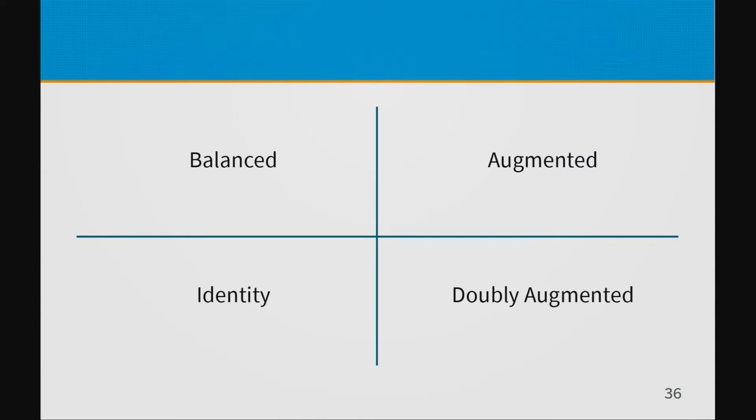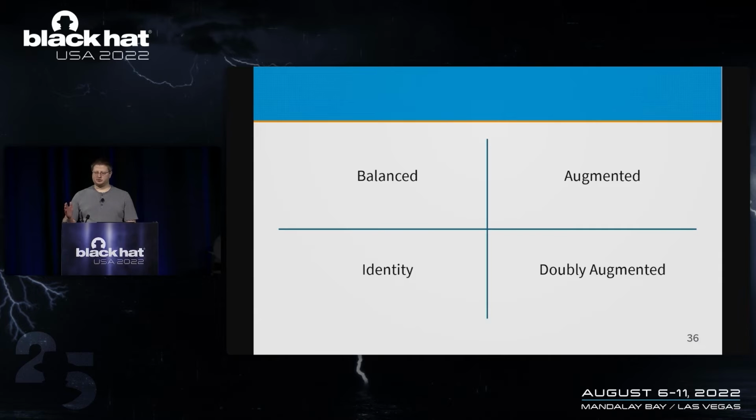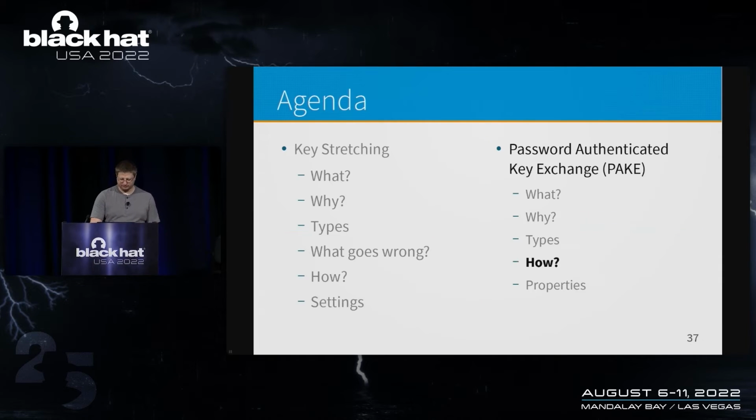So balanced and identity PAKEs, those are more peer-to-peer, or could be, like in the case of IoT where two devices are talking to each other. Then augmented and doubly augmented, those are more client-server. The top two are basically where a human is involved, and then the bottom two, those are where two computers can be talking to each other, or devices. So how do PAKEs work?